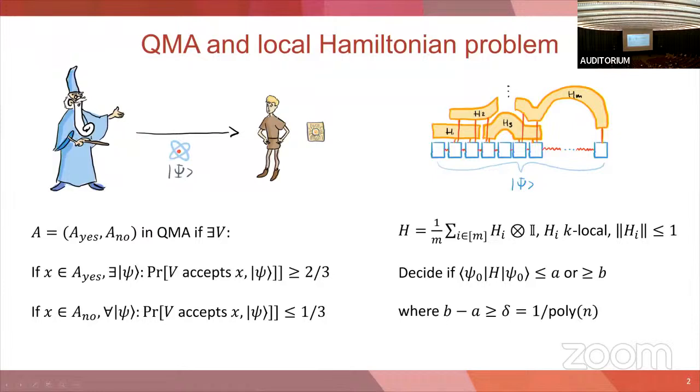And you're also given some parameters A and B, which are separated by some delta, which we call the promise gap. And then your task is to decide whether the ground state energy, denoted here for the ground state by psi 0, is either small, so smaller than A, or greater or equal than B. And they are actually inverse polynomially separated. If that's the case, then it can be QMA hard, or capture the full power of QMA.